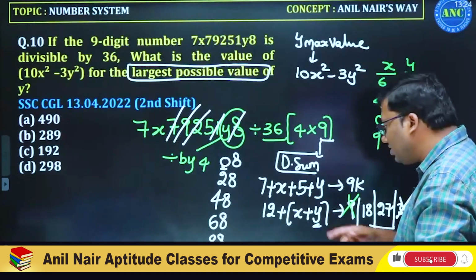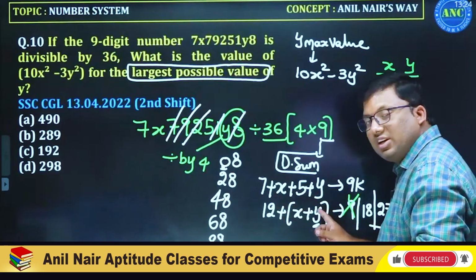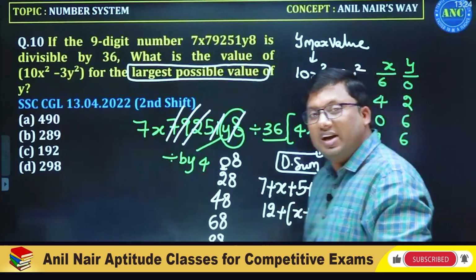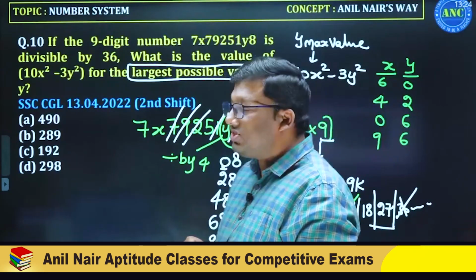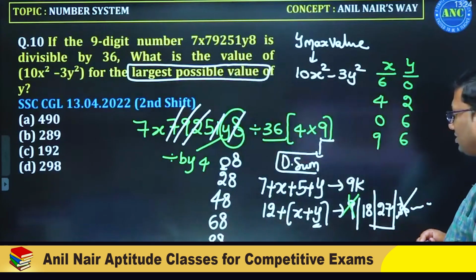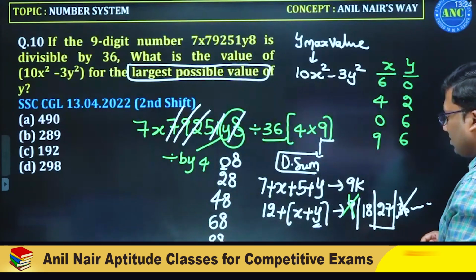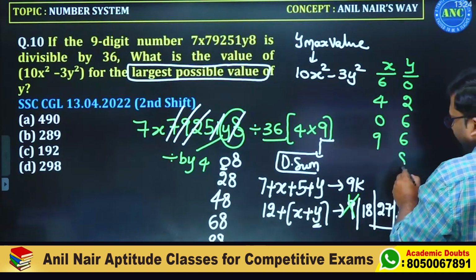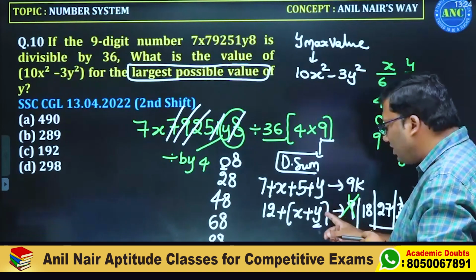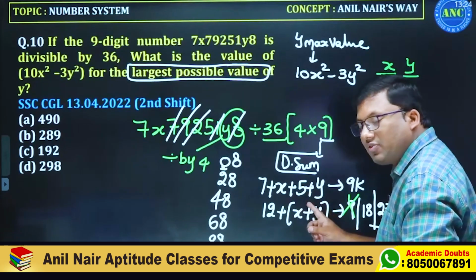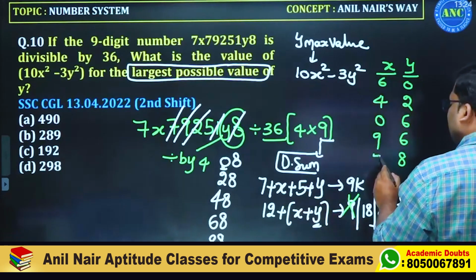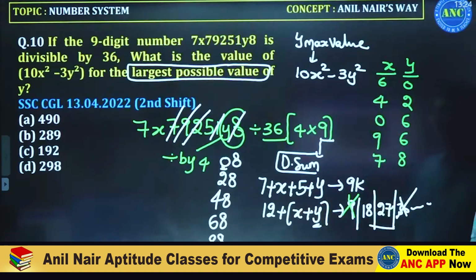Why is it 9? 12 plus 6 is 18. 18 plus 0 is 18. 18 plus 9 is 27. So with y equal to 6, I got multiple cases. If y is 8, 12 plus 8 is 20, so x will be 7. These are all the cases that are possible.